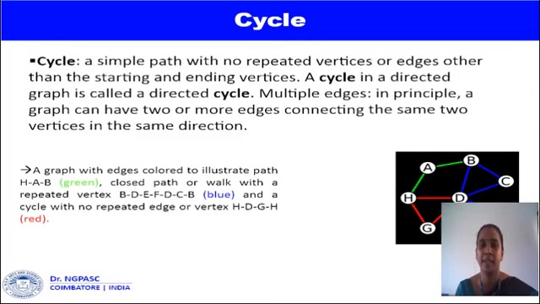Okay, because the starting and ending vertex should be the same. So here in this diagram, I'm going to form one cycle. For a cycle we have two properties, that is, the starting and ending vertex should be the same. So from H, I have to start and end at H. In between H to H, no other vertex should be repeated.